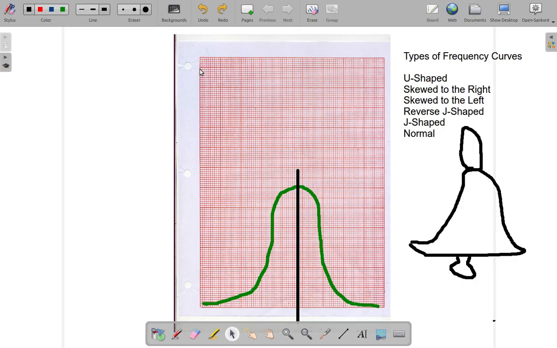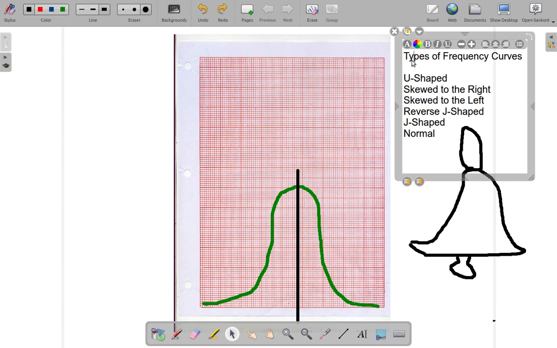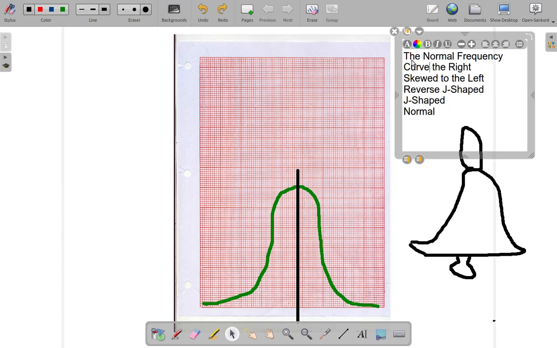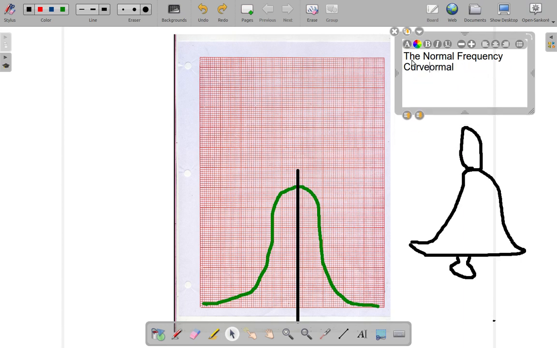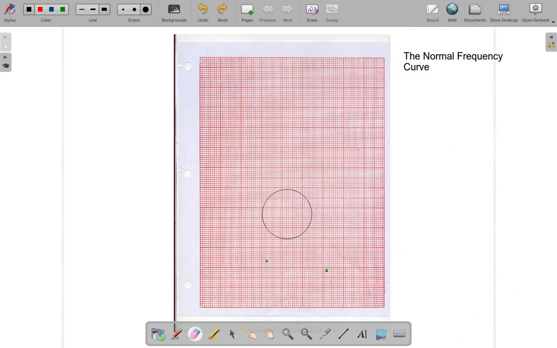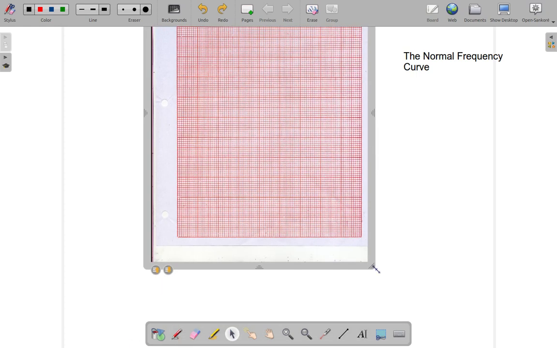This is what we had looked at in our previous video, and we want to concentrate now on the normal curve. So let me just change this to the normal frequency curve. That's what we want to look at now. Let me just erase the rest of what I had here before. Get rid of this. Alright, we're going to redraw the normal curve. I want my graph paper to be a bit larger.